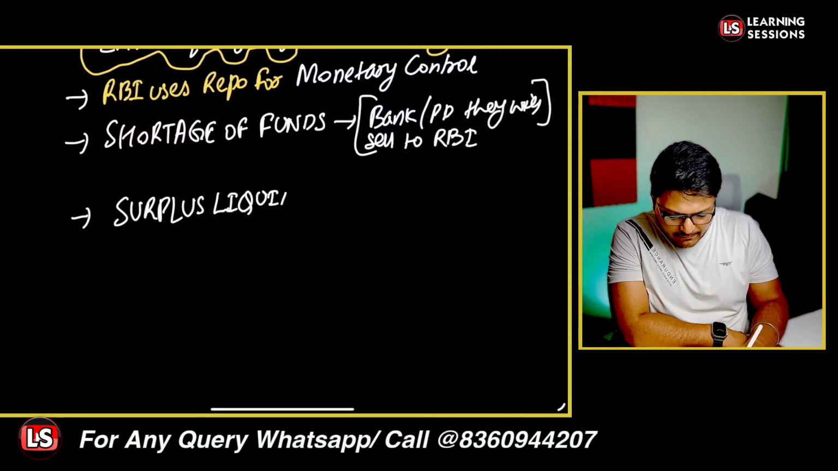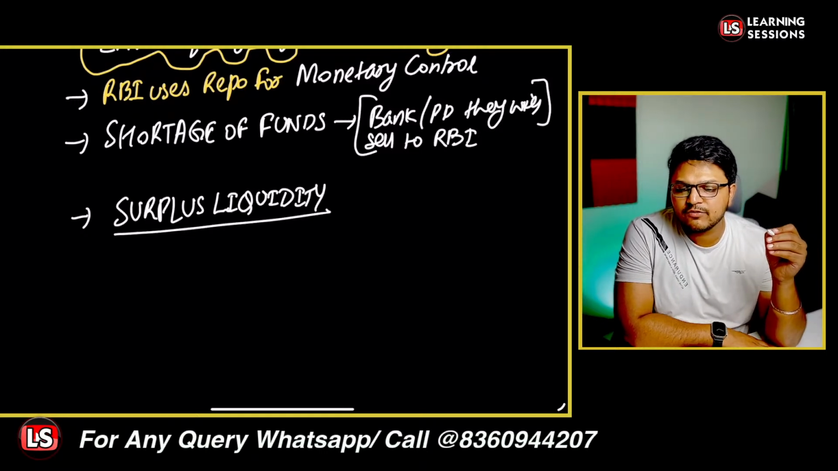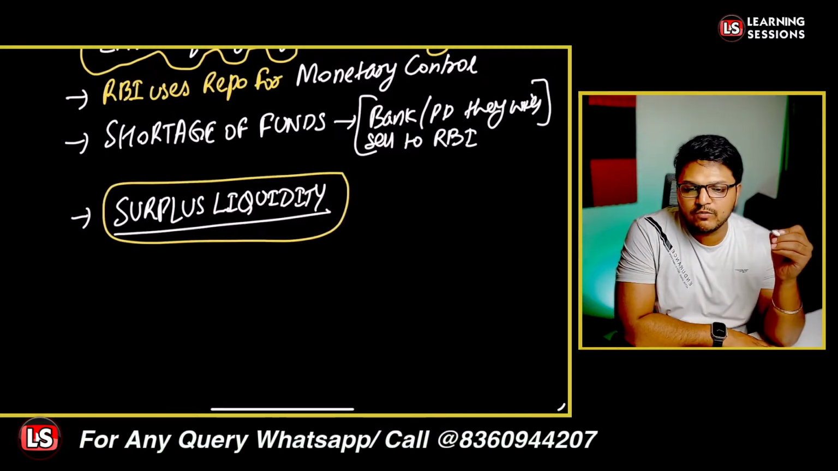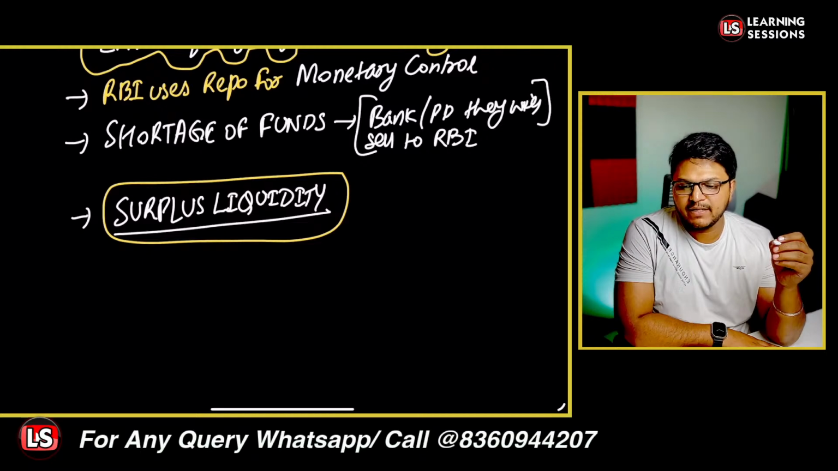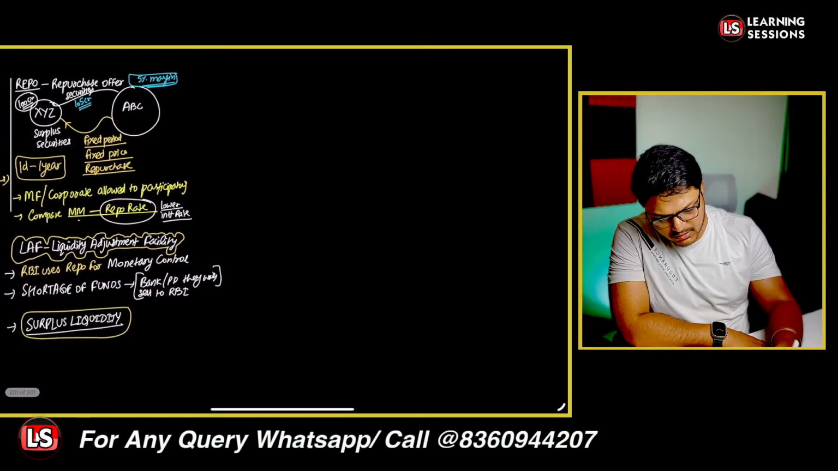the opposite will happen. That is, the reverse repo transaction will be there. In case of surplus liquidity, funds in excess of the demand in the money market, they can buy securities from the Reserve Bank of India. That's the case, right? Now, after that, we are going to learn about the CBLO.